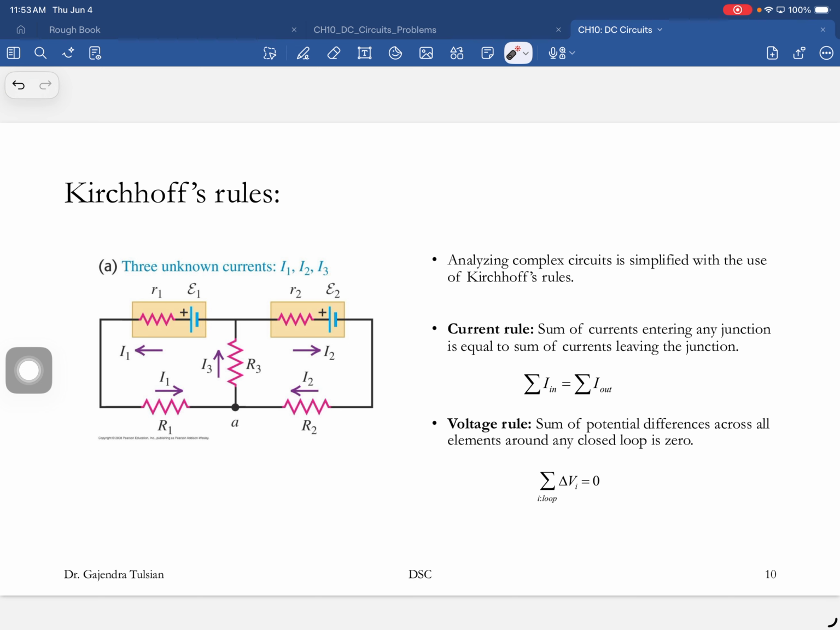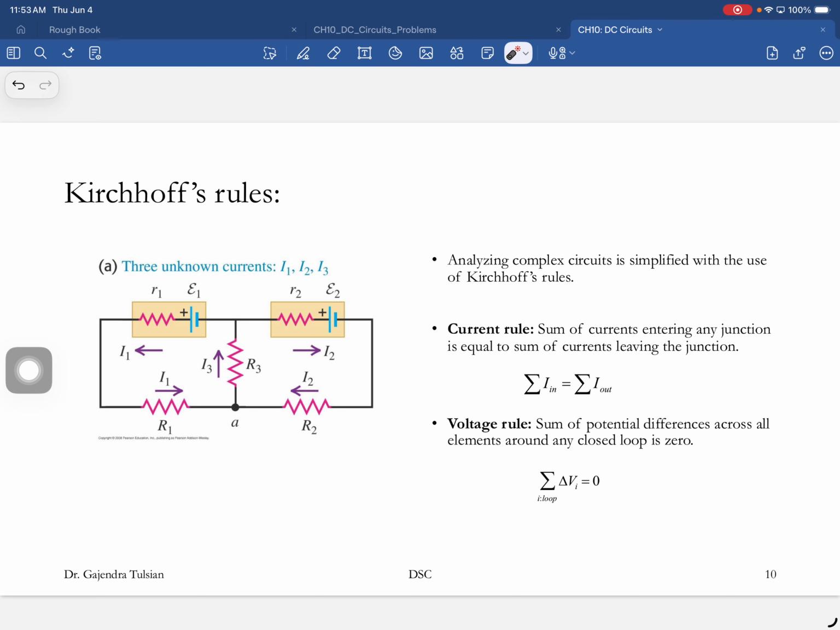The first rule is the current rule. By the way, here's an arm in the circuit. An arm is a continuous connection of elements. Here's an arm, here's an arm. When more than 2 arms meet, that's called a junction. So this is a junction. This circuit has 3 arms and 2 junctions.